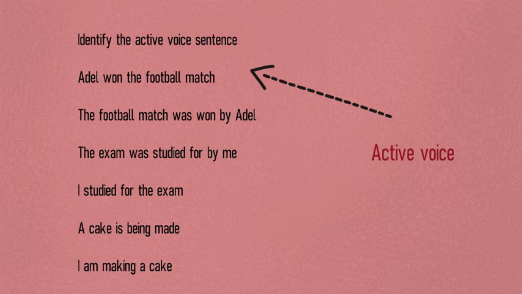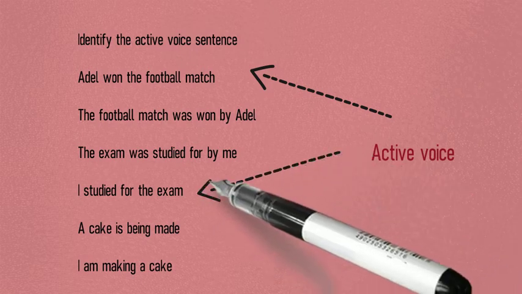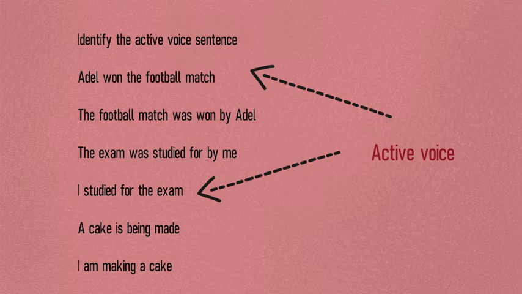So now let's go towards the next example. Now let's discuss the next sentence. The exam was studied for by me, and the next one, I studied for the exam. So the second one, I studied for the exam, is the active voice sentence. As you can see that first we have the subject, I, followed by studied, the verb. And if you look at the first sentence, the exam was studied, the exam is the object, studied the verb, and me is the subject. So the verb comes before the subject.